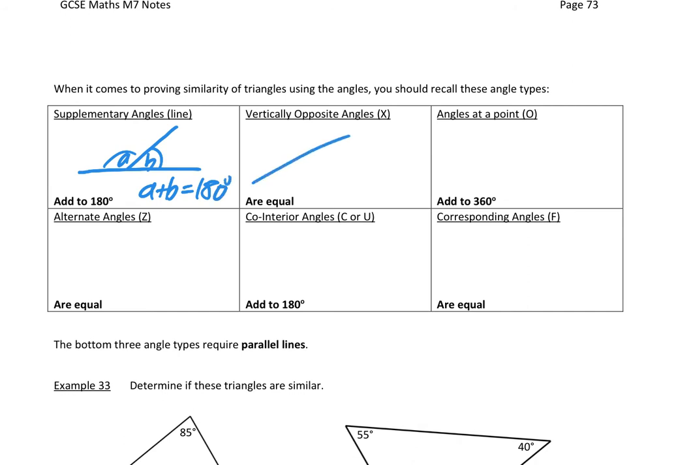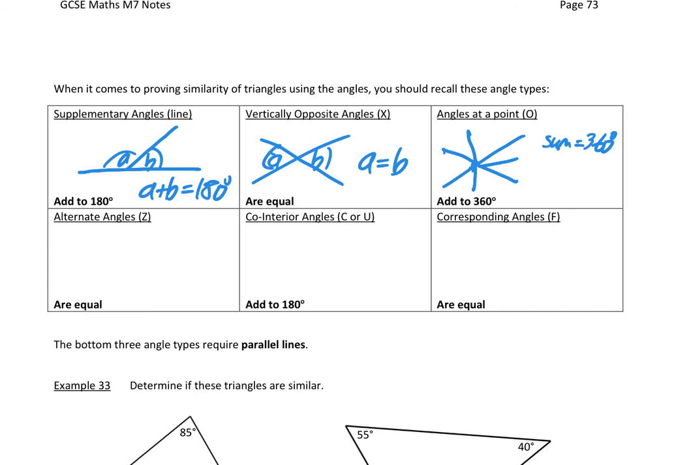Okay, vertically opposite angles. If you have an angle A and across away from it you've got an angle B, then A is going to be equal to B. Angles at a point. If I just do a point here, and I have a whole pile of angles coming into it, then they sum up to 360 degrees. And the reason for that, if you can imagine, I'm doing a full turn, that's going to be 360 degrees.